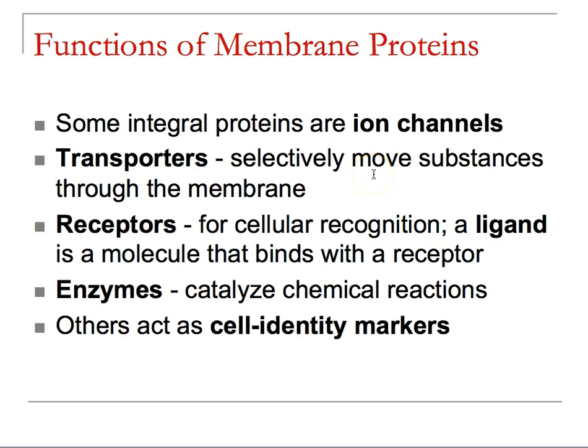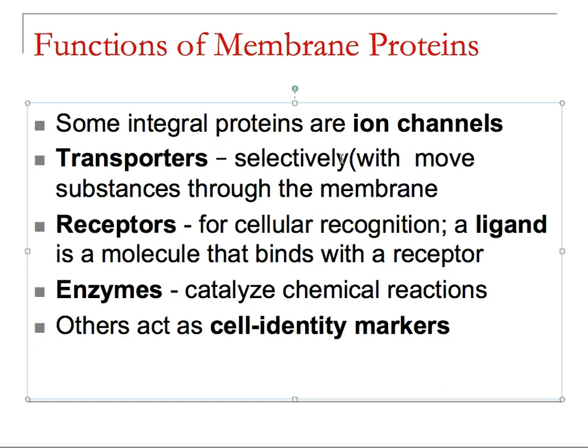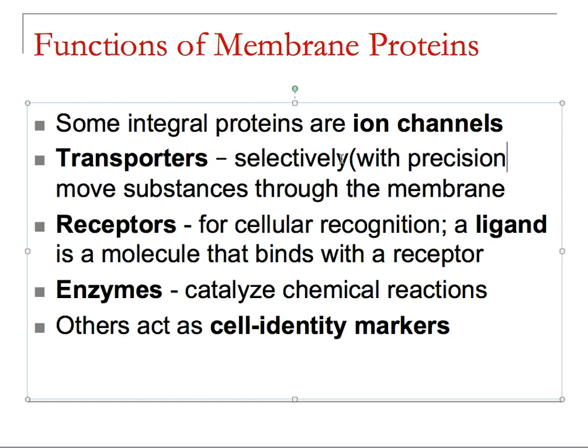We're going to create ion channels, because not all integral proteins are ion channels. A subset of them are. And they can move these substances through the membrane. And the key word here, of course, is selectively. And what I should also put in here is with precision. And that's because those transporters are going to transport one ion type and one type only, unless it's a specific type of transporter that will transport two types of ions. And they may transport them in the same direction or in opposite directions.